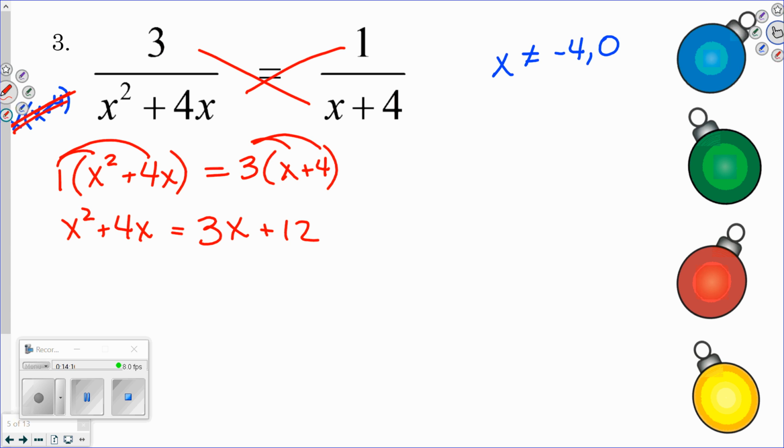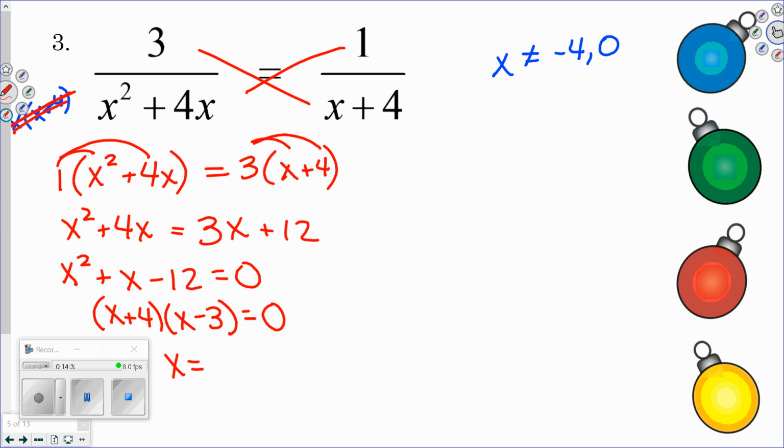All right, since I have an x squared, set it equal to 0. If there's no x squared, you don't have to set it equal to 0, okay? Just solve it. But I have an x squared, so I need to. So we'll have x squared, move this over, I get just plus x, move the 12 over, minus 12. Factor, x plus 4, x minus 3. So we get x equals -4 and 3.